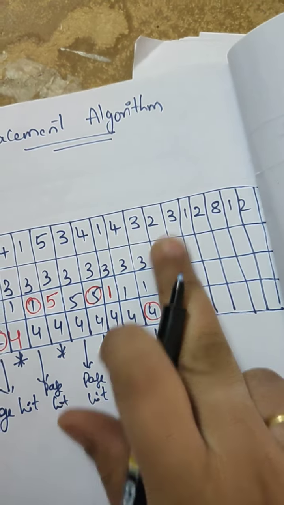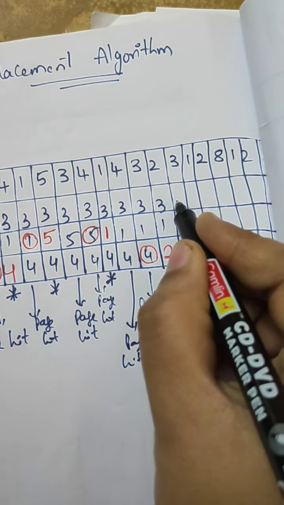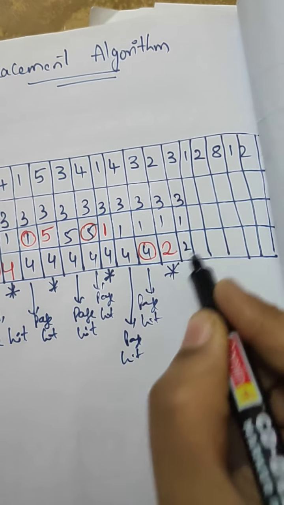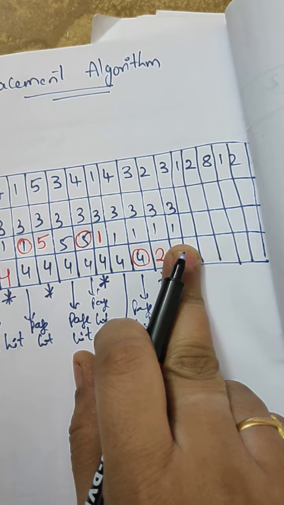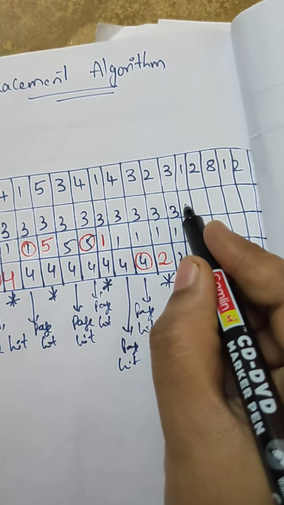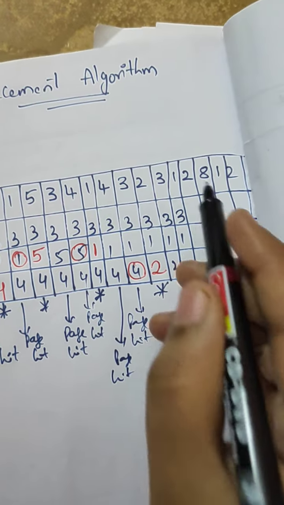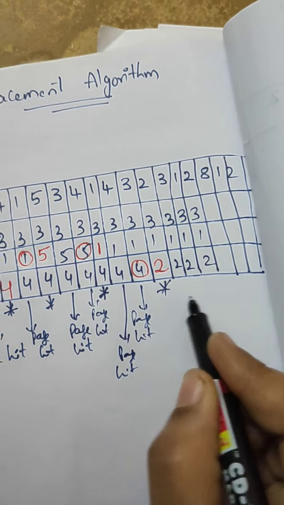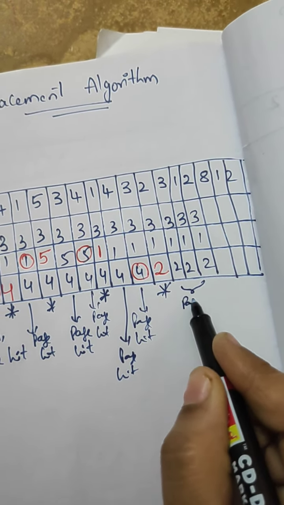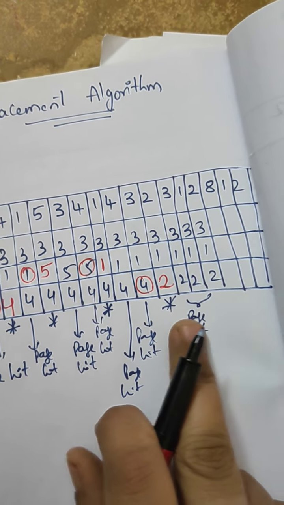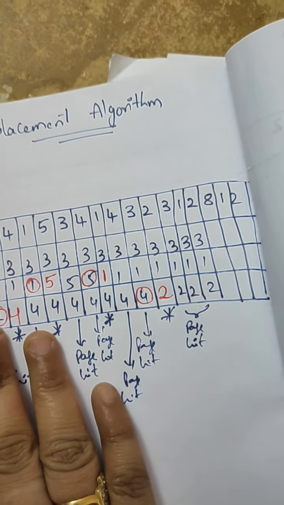Okay, next demanded page is 3. So 3 exists. So directly we are going to write 3 1 2. It is a page hit. And 1 also exists, this is also a page hit. Demanded page 2, here also it is a page hit. Why are all page hits? Because all demanded pages are present in the main memory.